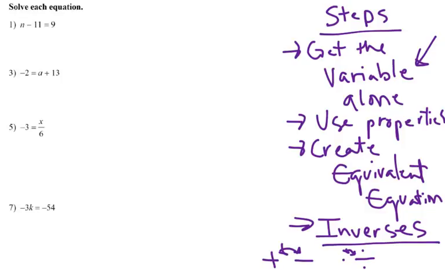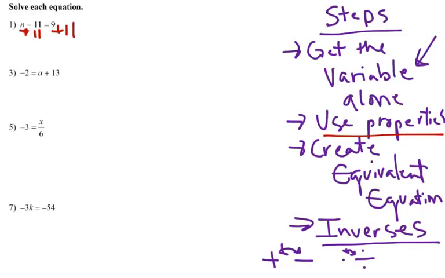So if we take a look at that first problem, I've got n minus 11 equals 9. So what that is telling me is if we take our variable, subtract 11 from it, it's going to equal 9. So then I think, well, what's the inverse of subtracting 11? Because I want to do the opposite. Well, the inverse is adding 11. So we're adding 11. Then we have to use the properties, because I can't just add 11 to one side, so I have to add 11 to the other side.